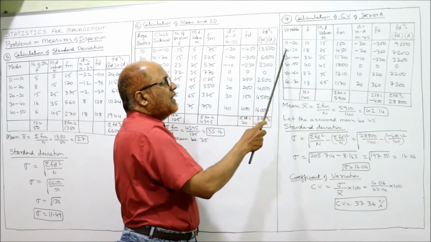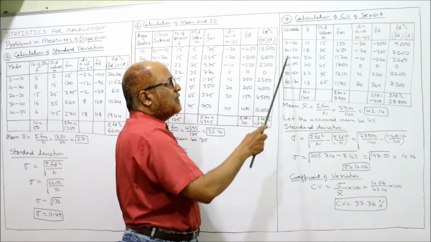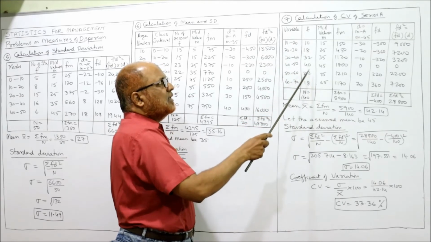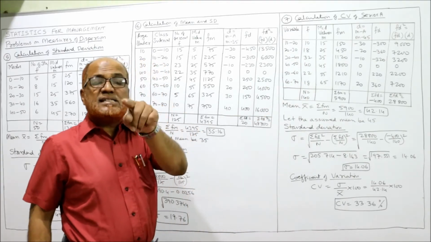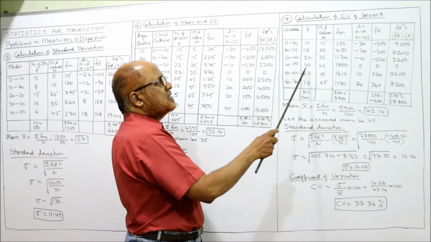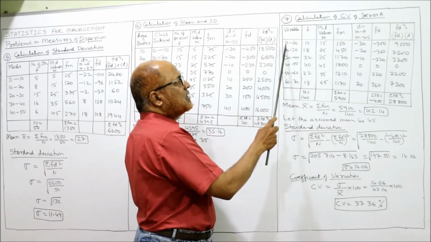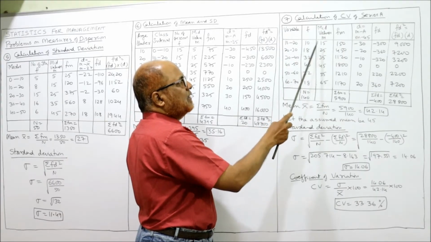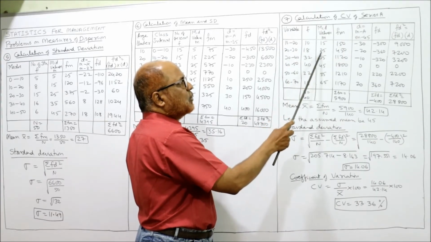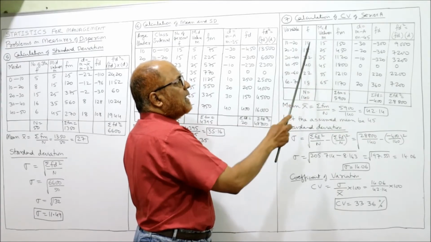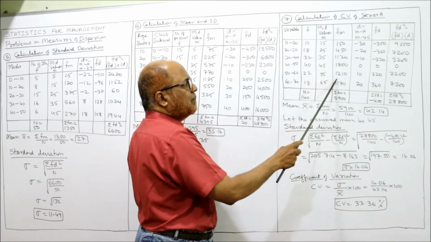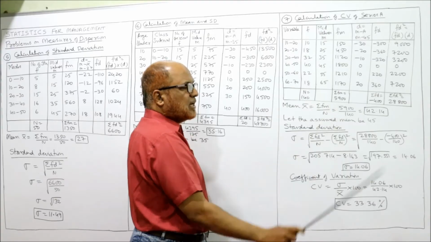Variables are given 10 to 20, 20 to 30, 30 to 40, 40 to 50. Frequencies are given. These frequencies are the A series frequencies. So first I calculate mid values. 10 plus 20 divided by 2, 15. 20 plus 30 divided by 2, 25. Mid values. Multiply F into M. You will get FM. Total FM 5,900.